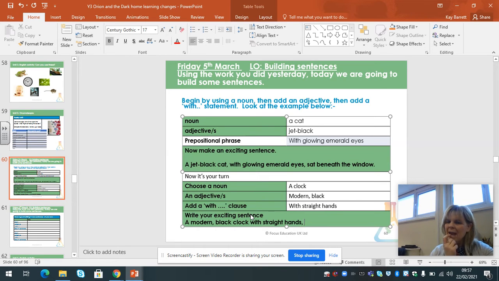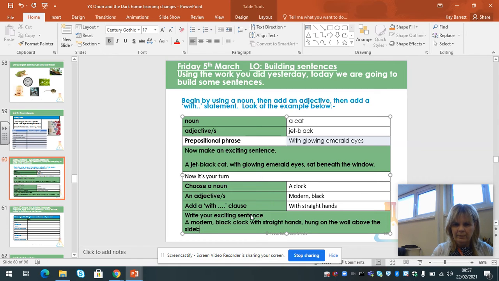And then what could I end it with? If I put a prepositional phrase, where would I find a clock? I'm thinking I would find a clock hanging on the wall. So past tense, hung on the wall above the sideboard. Okay, so let's read it back. A modern black clock with straight hands hung on the wall above the sideboard.